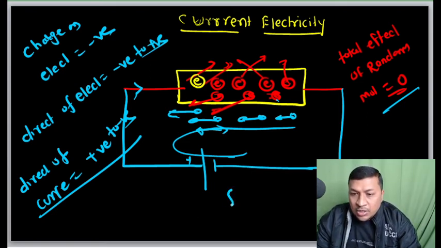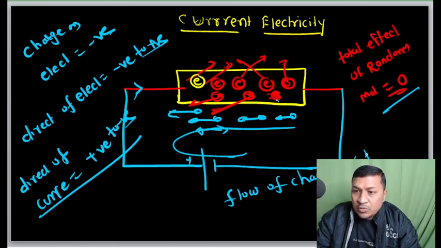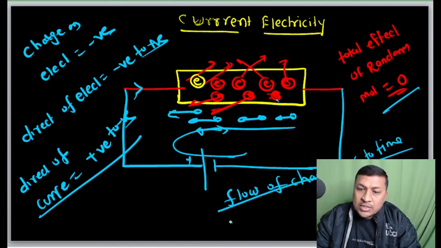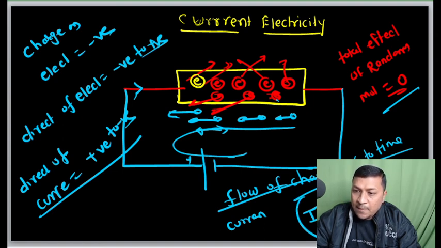And the flow of charge with respect to time is called current, and that is denoted by I = dq/dt. This is the definition of current, and its unit is the ampere.